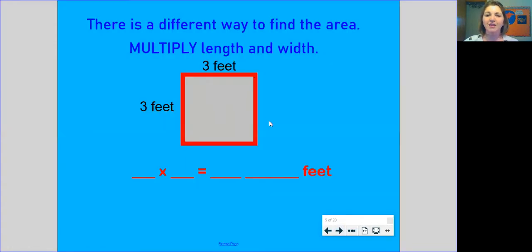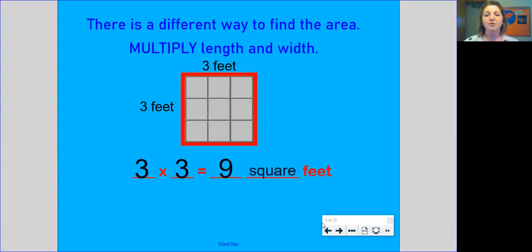Now imagine if you had a shape that was 3 feet by 3 feet. How could we find the area? Well, we could multiply the length and the width. So imagine you had 3 rows of 3 units. And so our equation would be 3 times 3 equals 9. And what measurement do we use when we measure area? We measure using square feet.